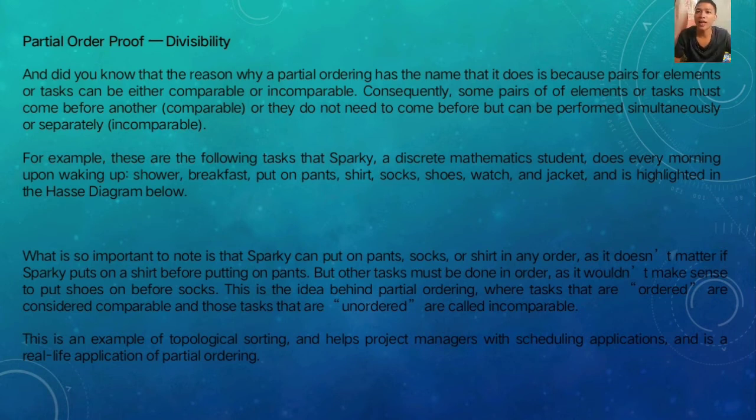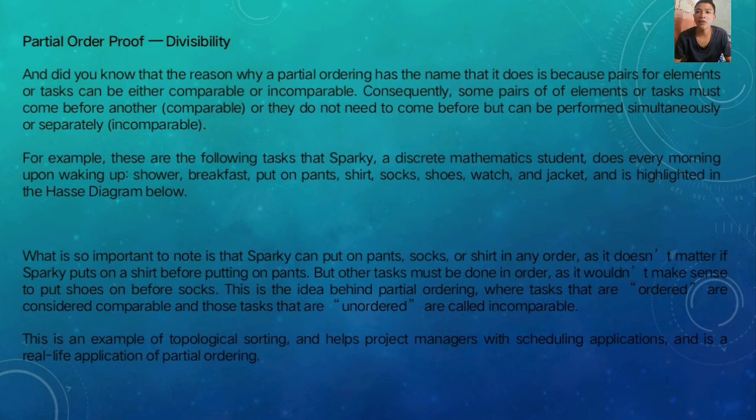What is important to note is that Sparky can put on pants, socks, or shirt in any order, as it doesn't matter if Sparky puts on a shirt before putting on pants. But other tasks must be done in order, as it wouldn't make sense to put shoes on before socks. This is the idea behind partial ordering, where tasks that are ordered are considered comparable and those tasks that are unordered are called incomparable.